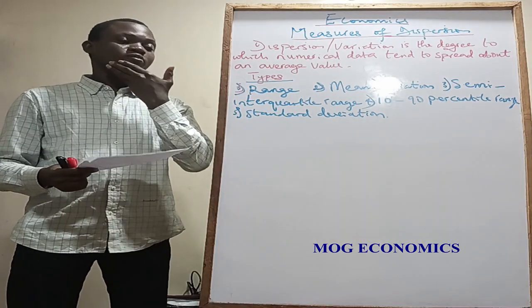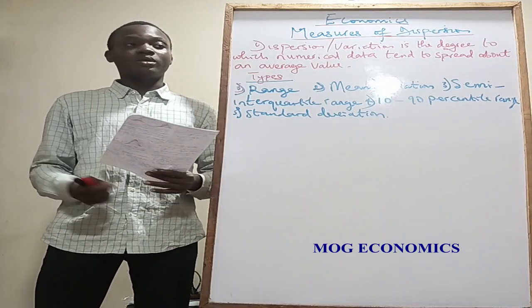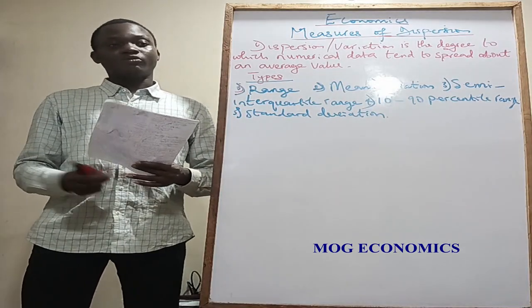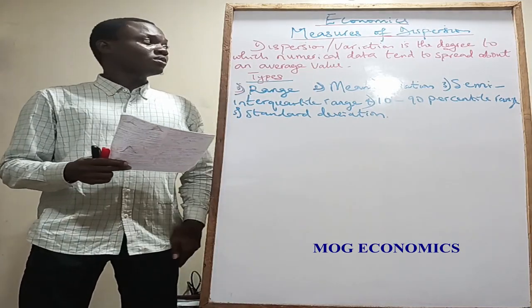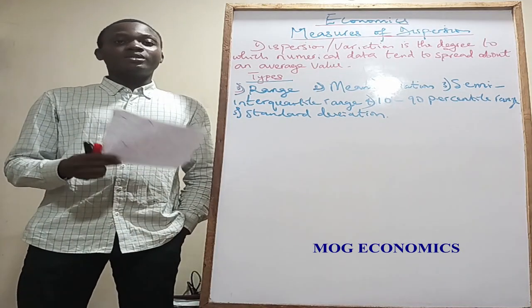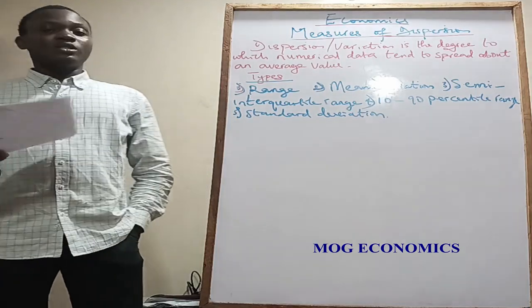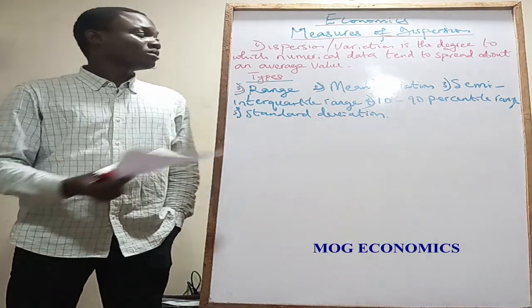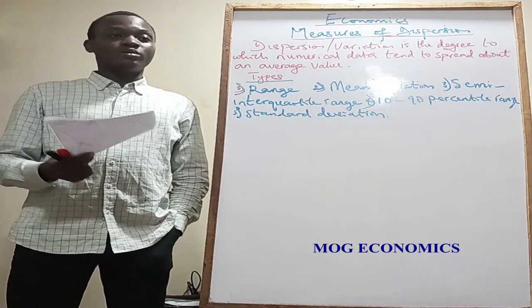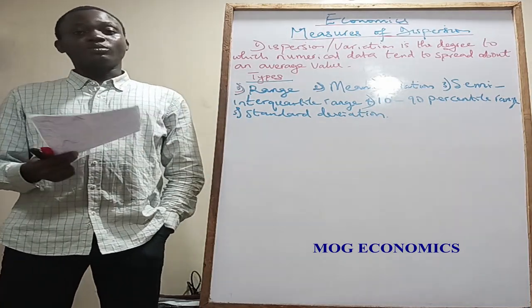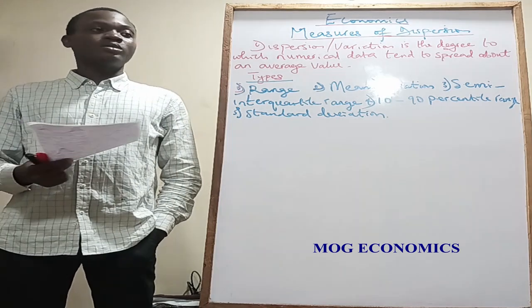So we've looked at the concept of measures of central tendency, otherwise known as measures of position or location. In today's lesson, we are going to start with the measure of dispersion. So what exactly is dispersion? Dispersion refers to the degree at which numerical data tends to spread about an average value, right? It is the degree at which numerical data tends to spread about an average value.